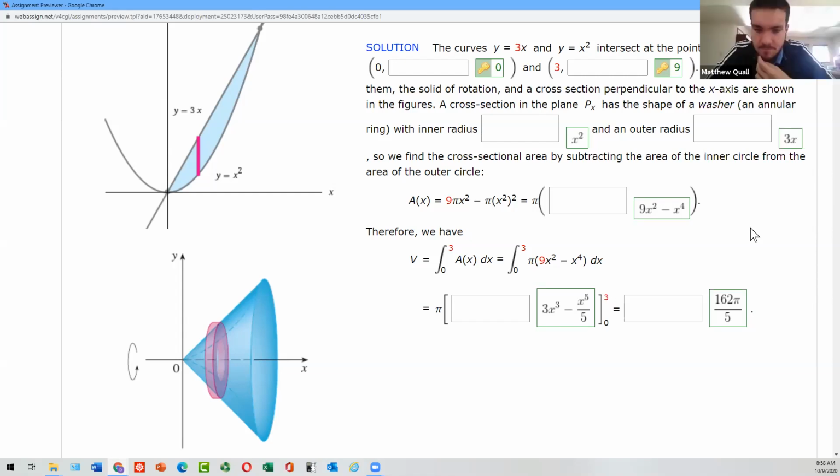Right. The axis of rotation here is the x-axis, right? This line here. What they're calling the inner radius is the distance from the axis of rotation to the first curve. So you imagine you were here to here, and that would be x squared. So that goes there. And then from here, going to the second guy, 3x, and that's what goes there.